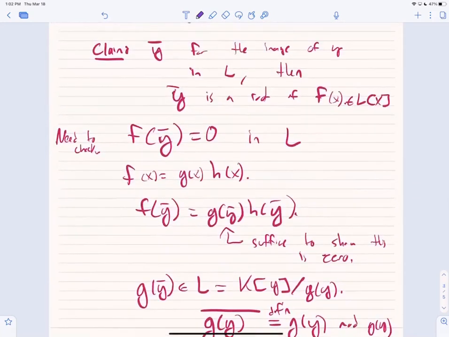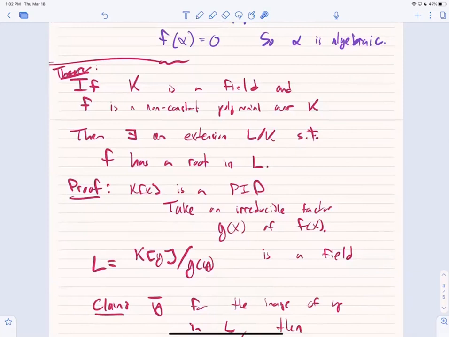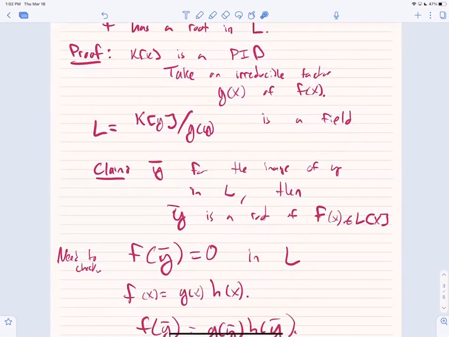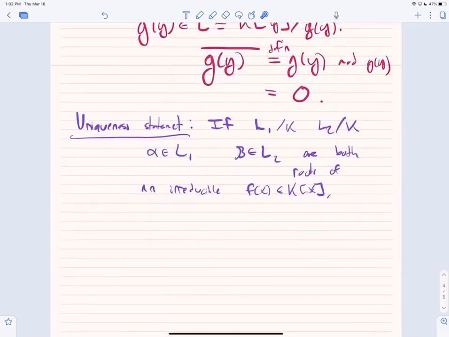So up here, when I stated this theorem, I just said if you start with any non-constant polynomial, you could always find an extension where there was a root. But the way I did it is I just took some irreducible factor and found a root of that irreducible factor. If I took two different irreducible factors, there's not going to be any relation between their roots. So this uniqueness statement is just about roots of irreducible polynomials.